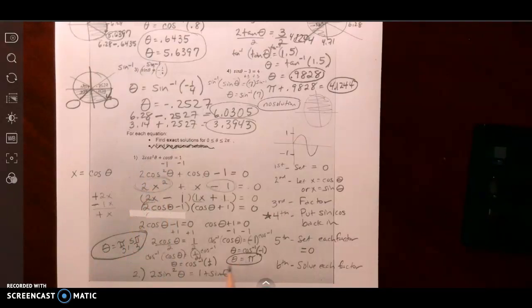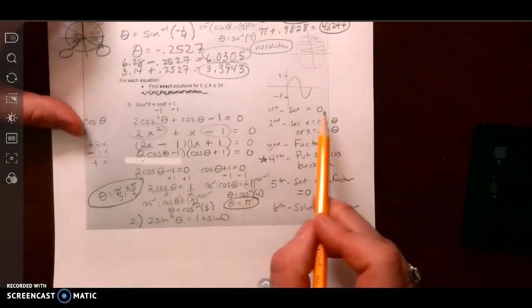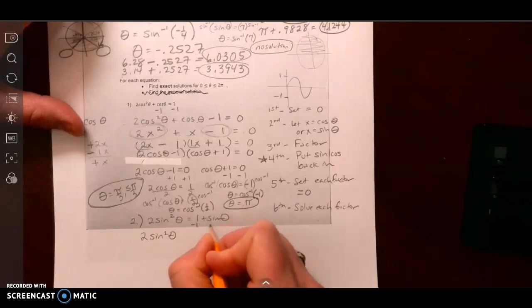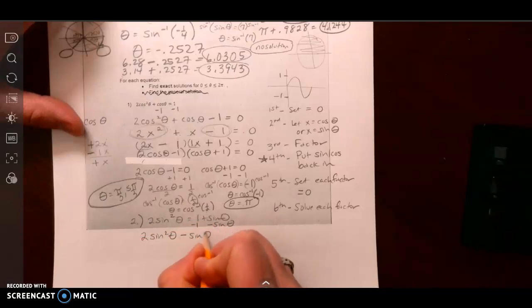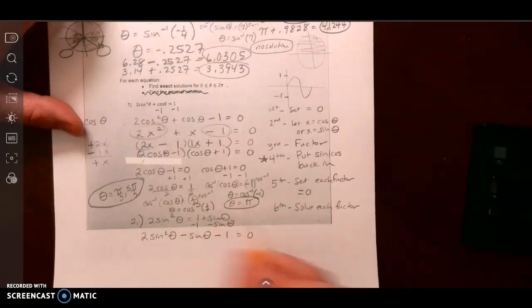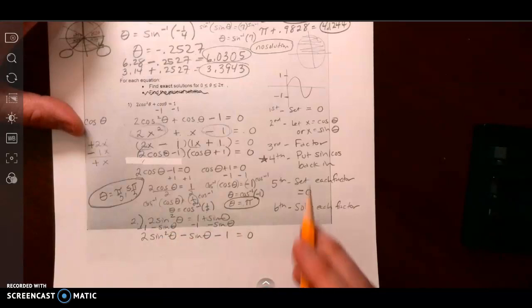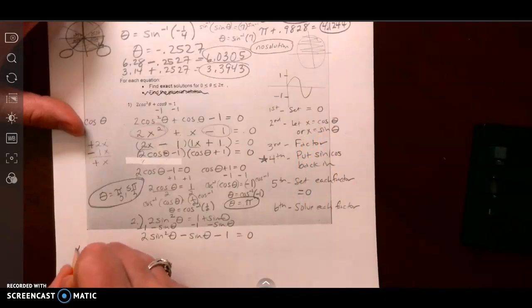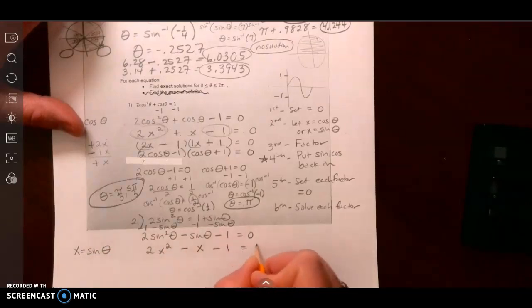All right, let's try number 2. First thing I need to do is set it equal to 0. So I'm going to subtract this and subtract this from both sides. So I get minus sine of theta minus 1 equals 0, because I would have subtracted this here as well. Second step is let x equal cosine of theta or sine of theta. This time it's going to be sine of theta. So 2x squared minus x minus 1 equals 0.